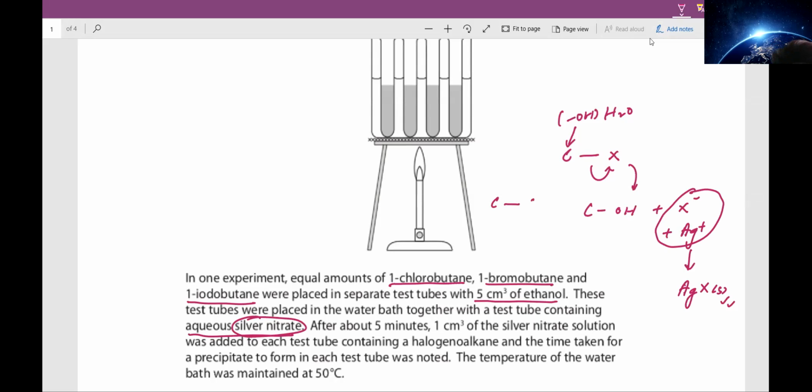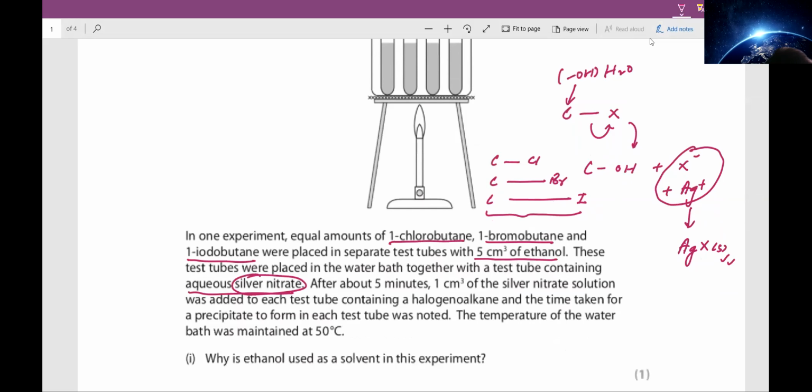It's basically comparing the bond length of these three. Do you remember? Since the bond length of carbon-iodine is the longest, the bond is the weakest, and it is easiest to be broken, so it will take the shortest time for the precipitate to form. So you will expect questions asking things like that.